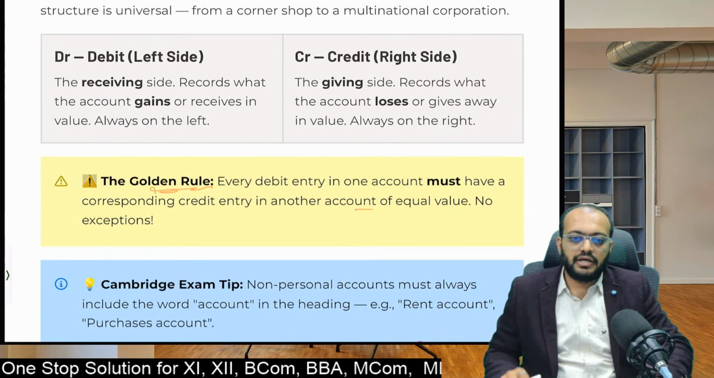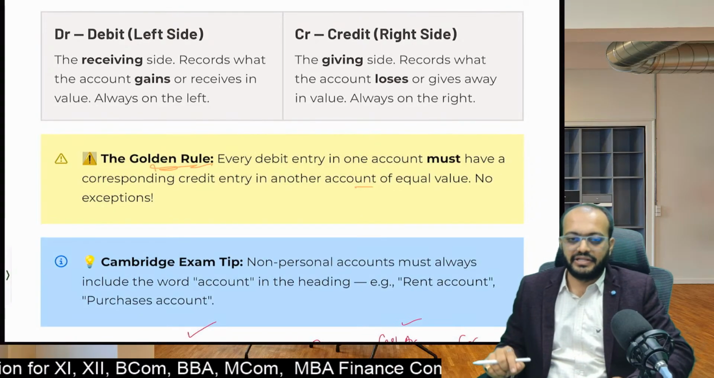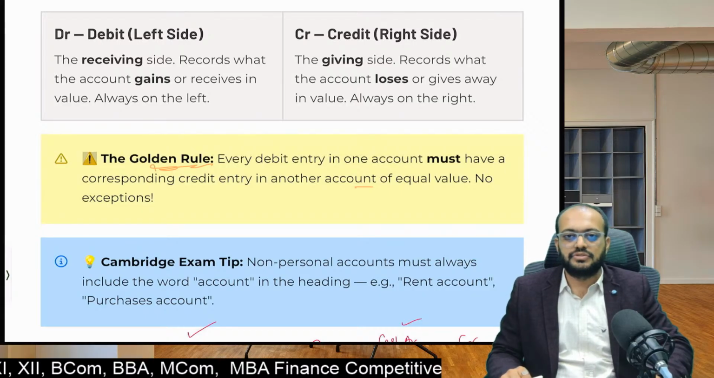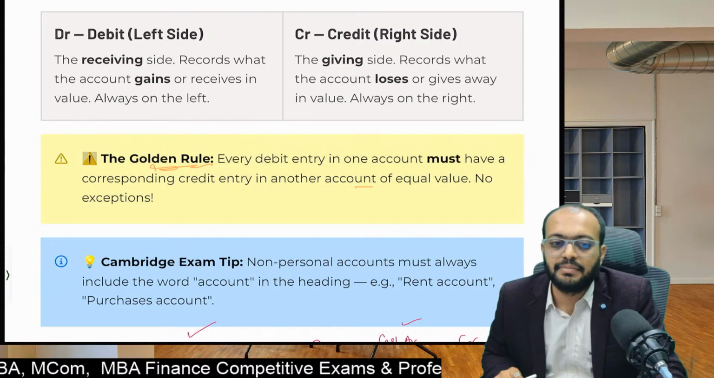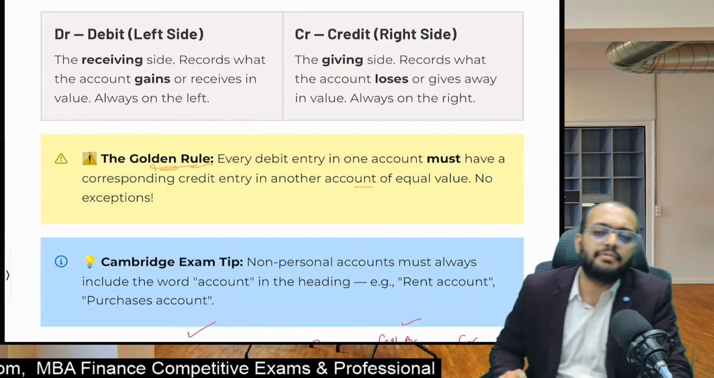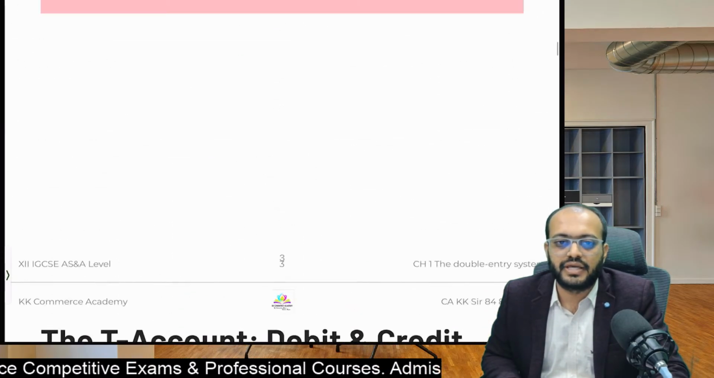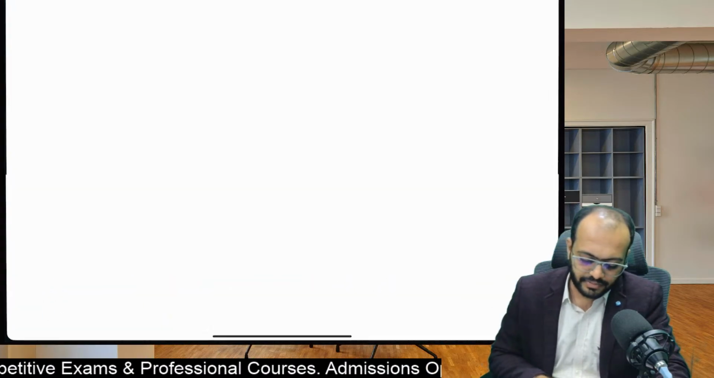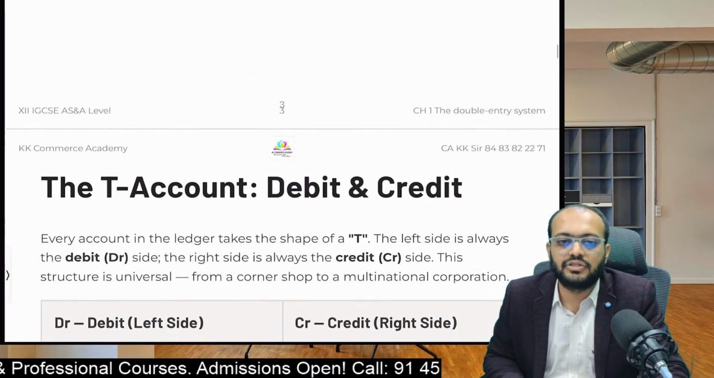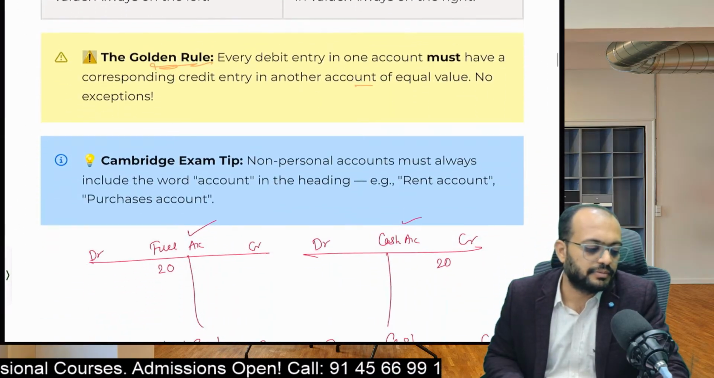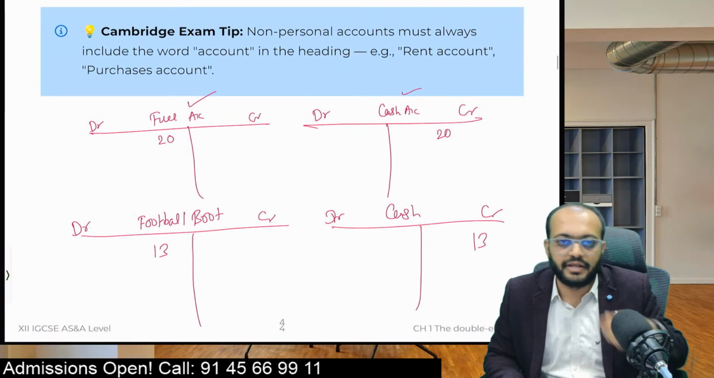Okay. So a non-personal account must always include the word account in the heading. Example, rent account, purchase account. These are non-personal accounts. Non-personal means there is no involvement of a person. For example, rent is not the name of a person, right? Rent is the name of an expense. But if I say KK, since my name is KK, KK is a personal account, of course, since it represents the name of an individual. But rent is not the name of a person, so we have to use the word account after the name, as a suffix.